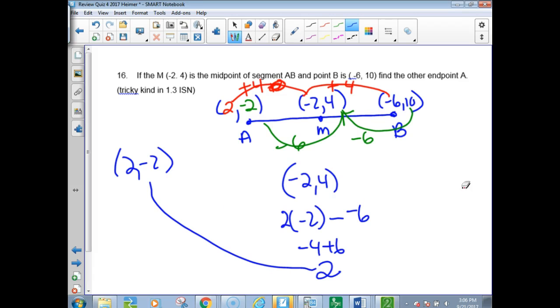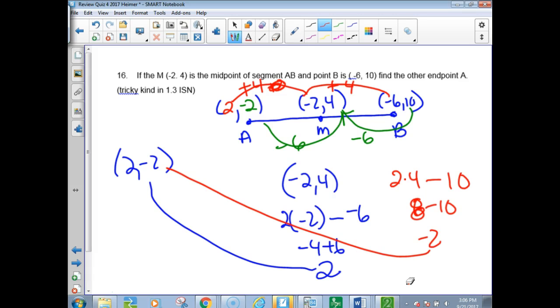Otherwise, and the other one, if you want to do the y part, double the y part, 2 times 4, and subtract the y part of the endpoint, 10, and that'd be 6 minus 10. I just did that wrong. That's 8, not 6. 8 minus 10, which is -2. Boom. Same thing. Okay? Double the midpoint, subtract the endpoint, or you're going to just do, how far is it from there, do it again. All right, hopefully more of you will get it right this time.